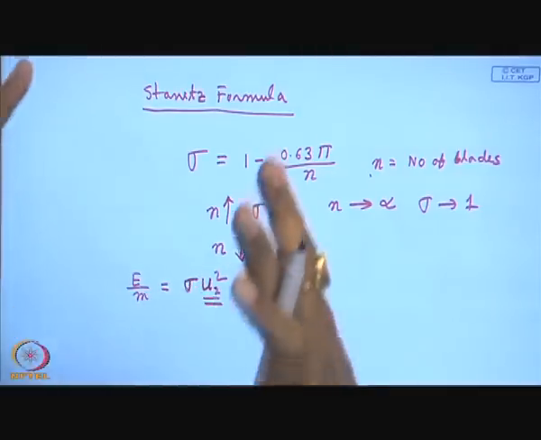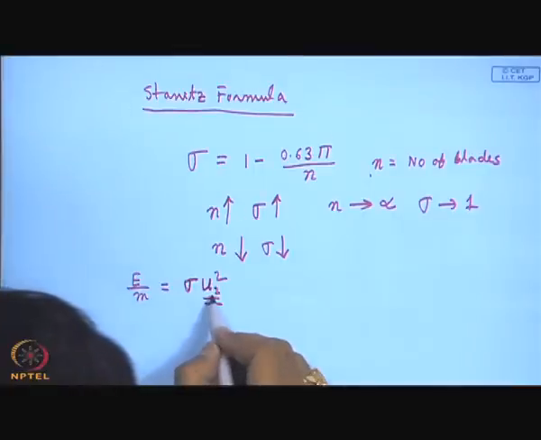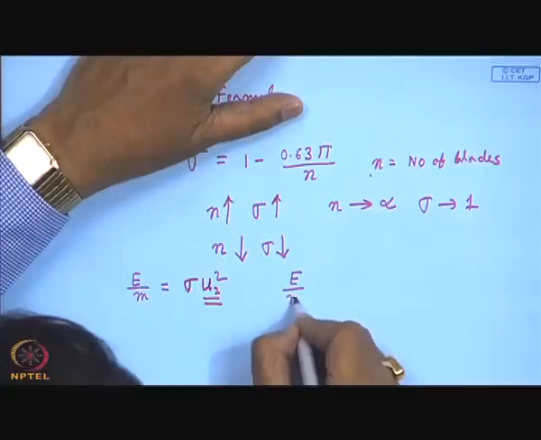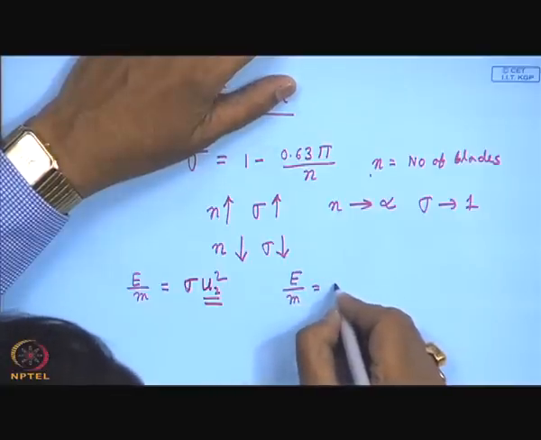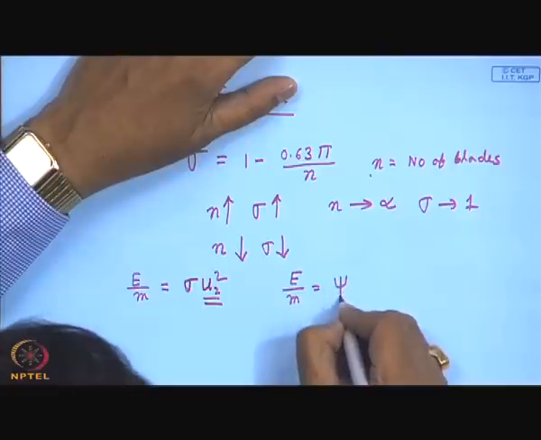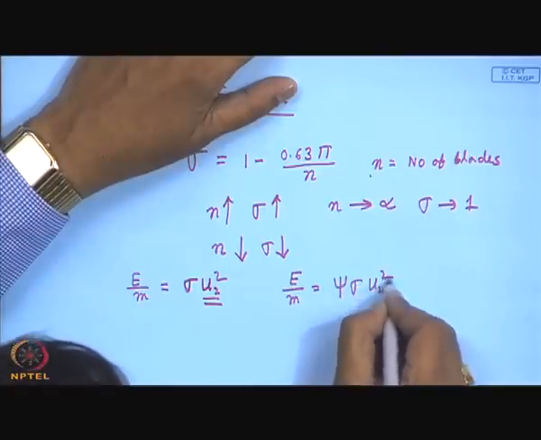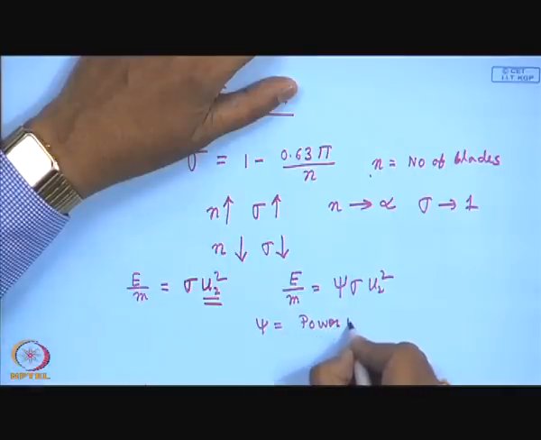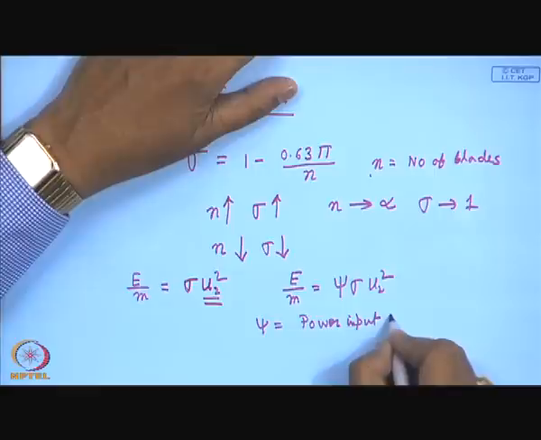Now, if we consider other losses, mainly the mechanical friction and the windage losses, if you take care of these, then you have to give a greater amount of work than given by that expression. Therefore, the energy per unit mass is written by including another term as a product, that is psi, which is known as the power input factor.